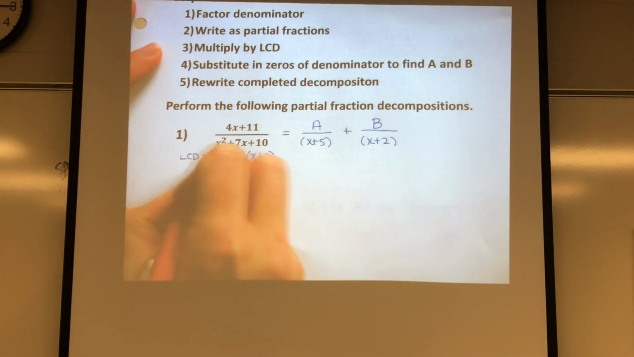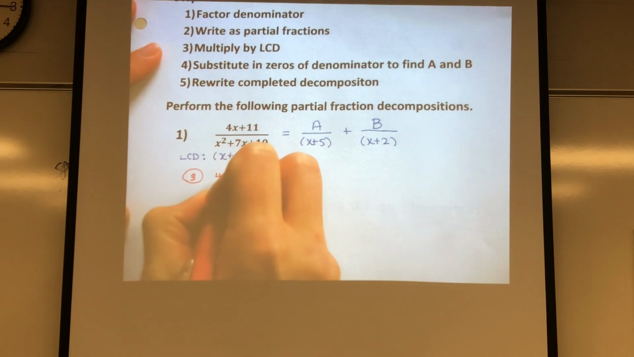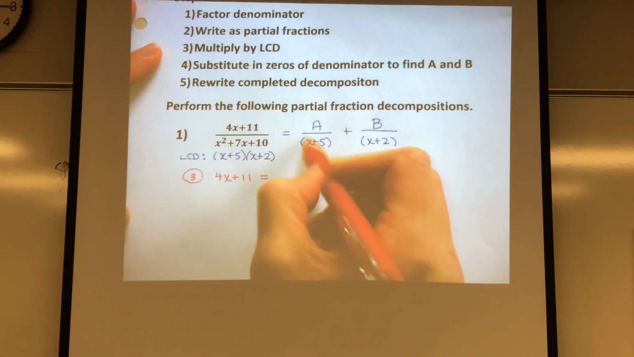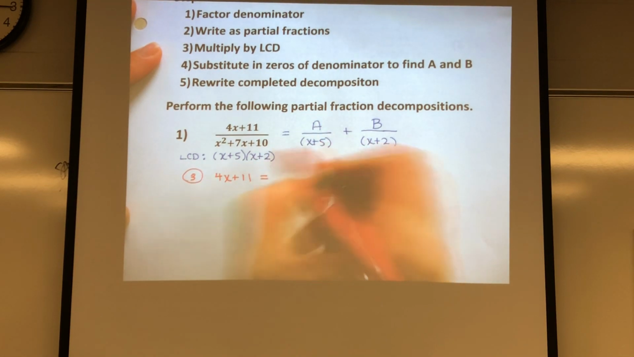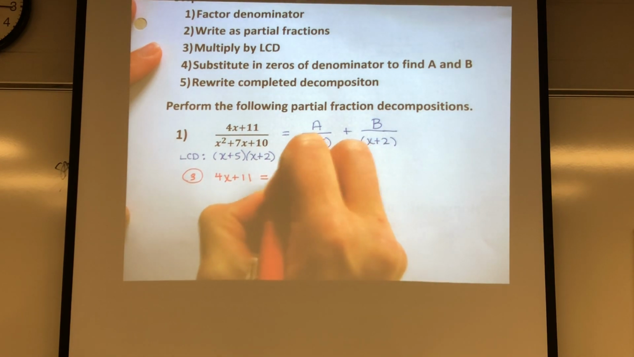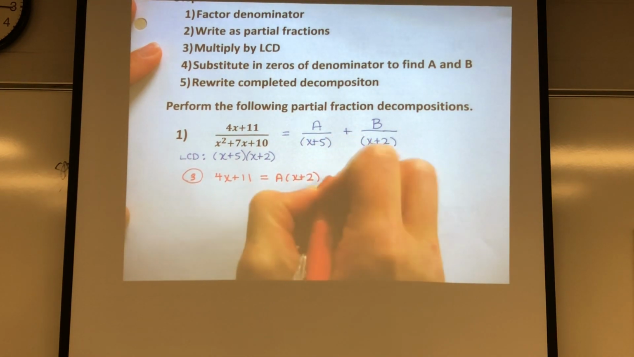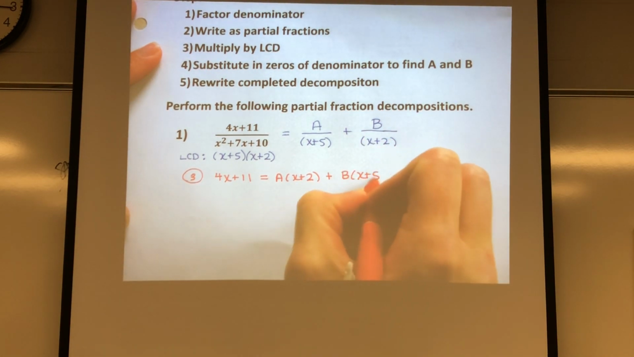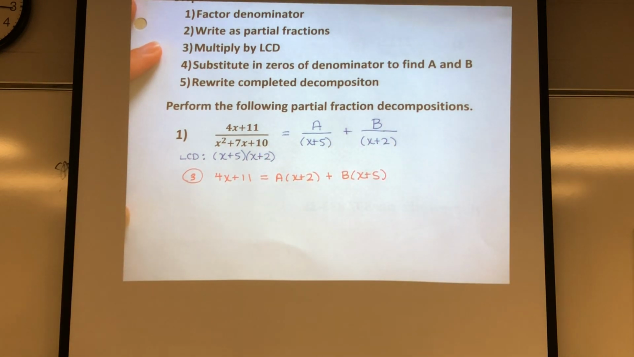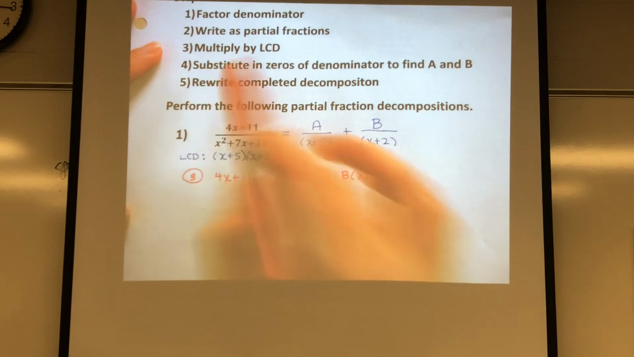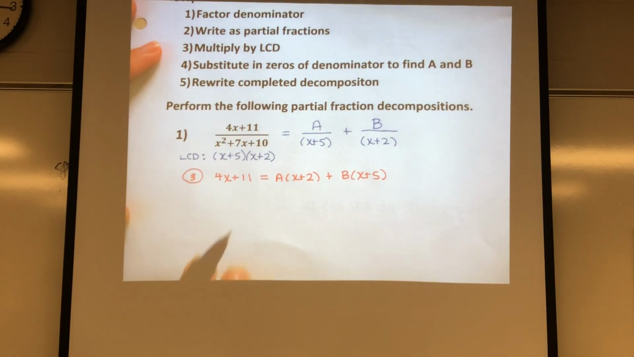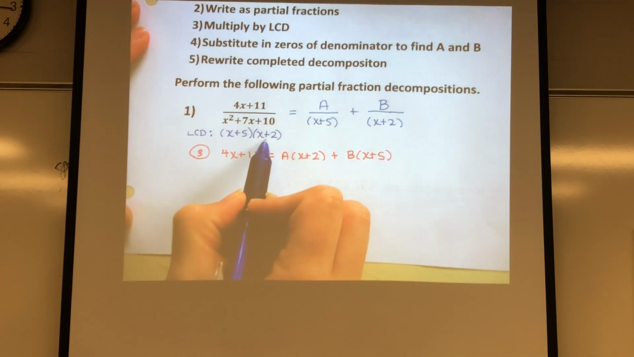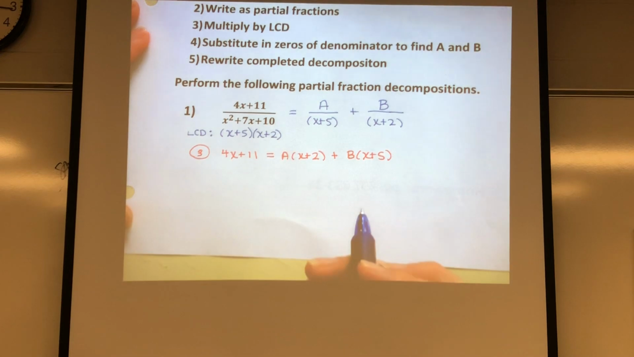I'm going to write a 3 out here so you know that we're on step 3. So 4x plus 11 equals, if I take this LCD and I multiply it times this first fraction, the x plus 5s will divide out, so I'll be left with A times x plus 2. And then times this one, I'll have a B times x plus 5, because the x plus 2s will divide out. All right, so then step 4, substitute in zeros of the denominator to find A and B. So our zeros would be negative 5 and negative 2. Those are the two things that would make these parentheses equal 0.